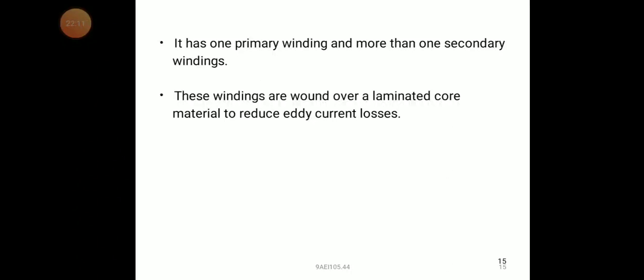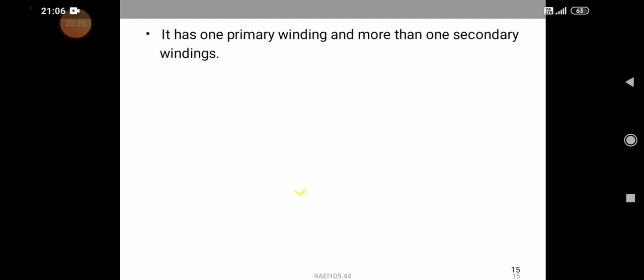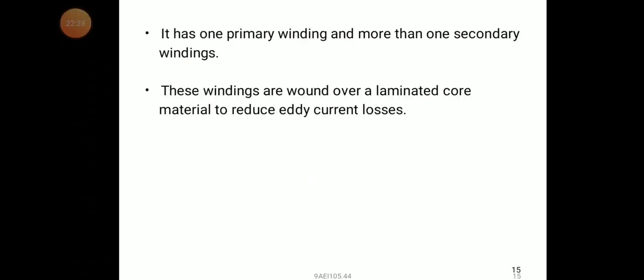These windings are wound over a laminated core material to reduce the eddy current losses. So what is eddy current loss? Whenever an EMF is induced in the core, that induced EMF may cause a short path for the temporary movement of current or electrons. This temporary current causes losses of energy.